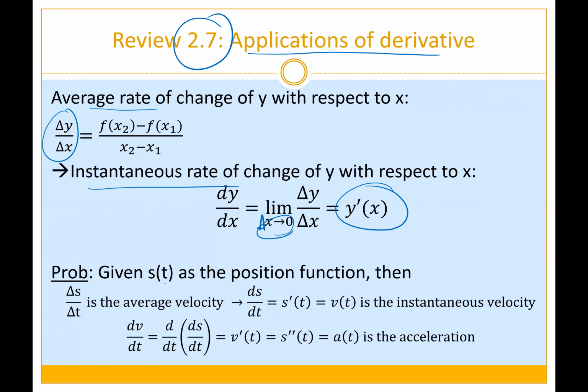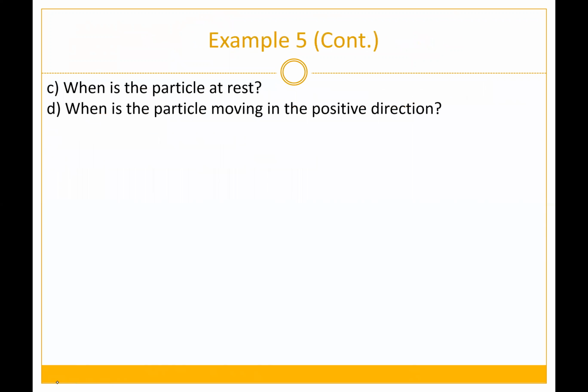So say in physics and kinematics, if you're given S as the position function, the derivative of S is going to be the instantaneous velocity, and the derivative of velocity, or the second derivative of S, is going to be acceleration. That's a very old derivation that I don't want to spend time talking on, but this is the main thing that you have to care about in these sessions.